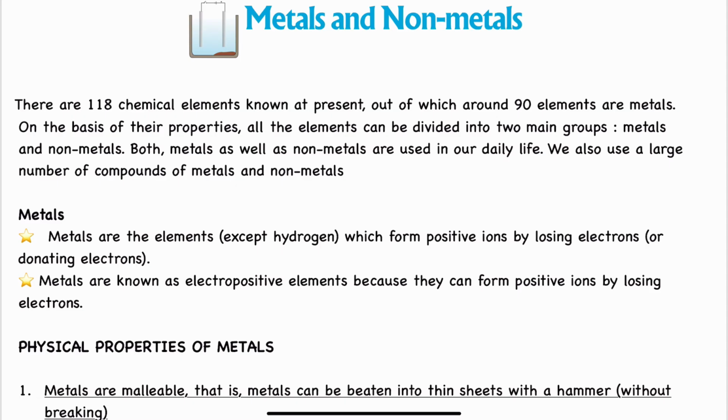So metals and non-metals play a very important role in our life. Let's continue. As I told you, there are 118 chemical elements known at present, out of which 90 are metals. On the basis of their properties, all these elements can be classified into metals and non-metals, on the basis of their physical and chemical properties. First we'll get an idea about metals, then after learning what they are, we'll define them. Same with non-metals. Then we'll differentiate them and learn about their physical properties also.